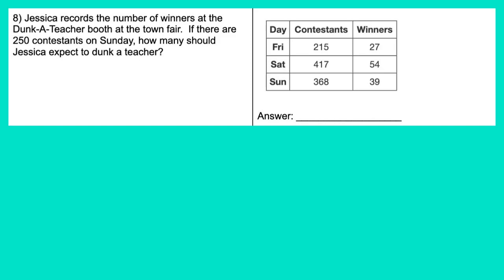Question number 8 says, Jessica records the number of winners at the Dunk a Teacher booth at the town fair. If there are 250 contestants on Sunday, how many should Jessica expect to dunk a teacher? So we're only looking at Sunday numbers. So it looks like 39 out of 368 dunked the teacher. And we are expecting 250.